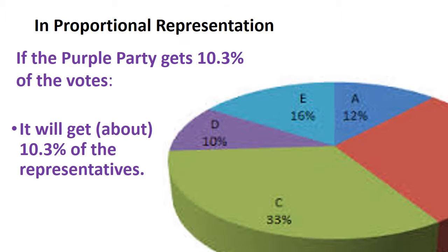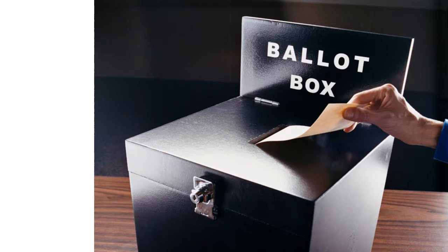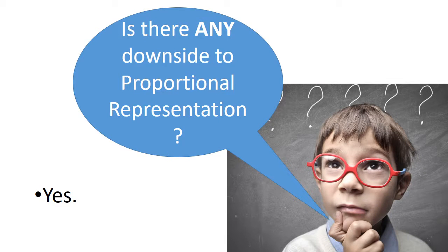By contrast, in a proportional representation system, if a party gets about 10% of the votes, it'll get about that percentage of the representatives. So even a vote for a less popular party wouldn't be wasted in a proportional system. It has a downside as well.